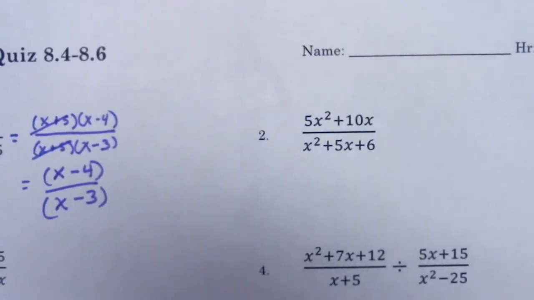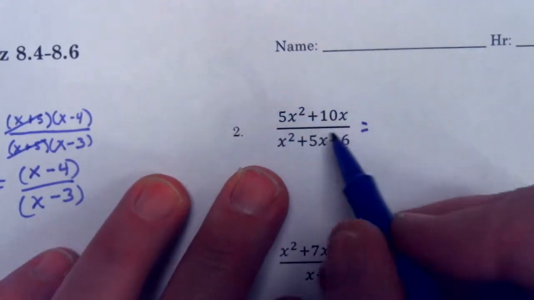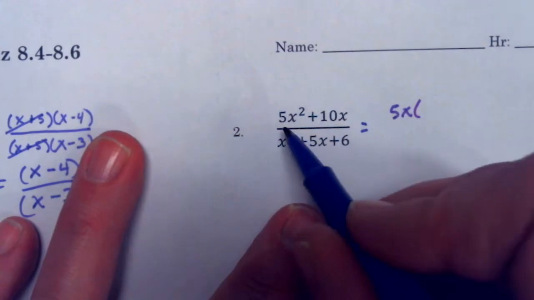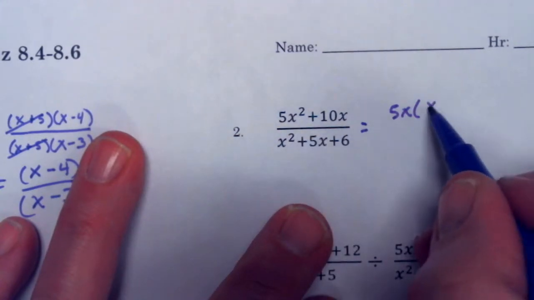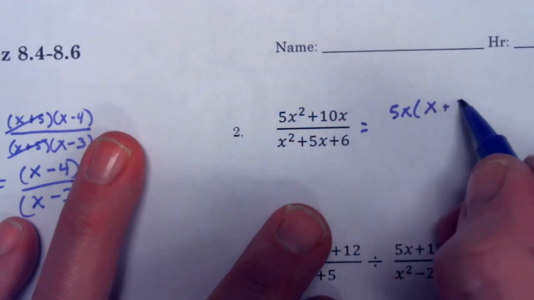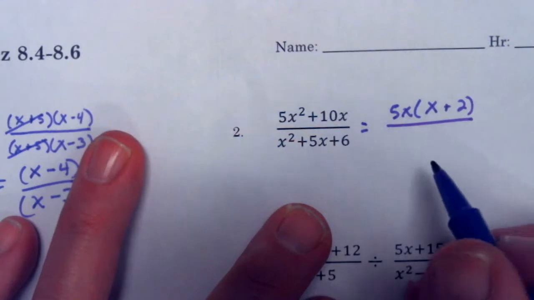Number 2 is basically the same thing. Factor the numerator, 5x squared plus 10x. I can factor out a 5x from each of those. In the parentheses, 5x squared divided by 5x is x. 10x divided by 5x is 2. So the numerator factors into 5x times x plus 2.